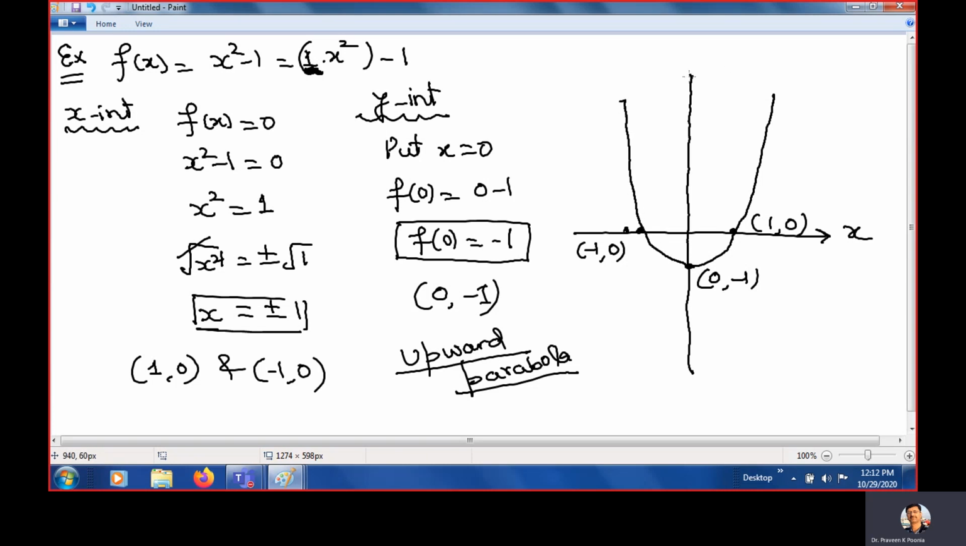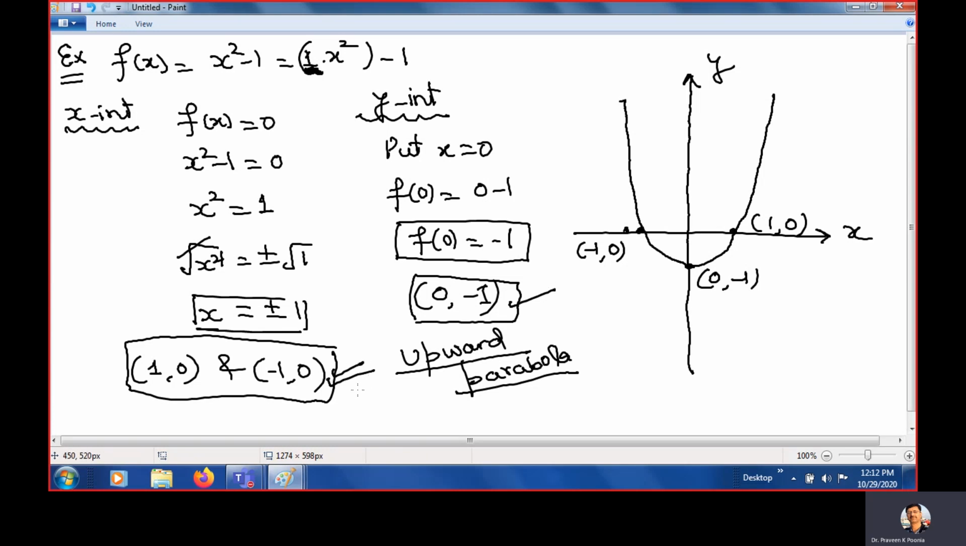This is x-axis, this is y-axis. Clear? So this is the parabola because the y-intercept is here, and the x-intercept is here. This is the point where the curve will cross the y-axis. These are the points where the curve crosses the x-axis. Clear? And why is it upward? Because this value is positive. So it is an upward parabola.